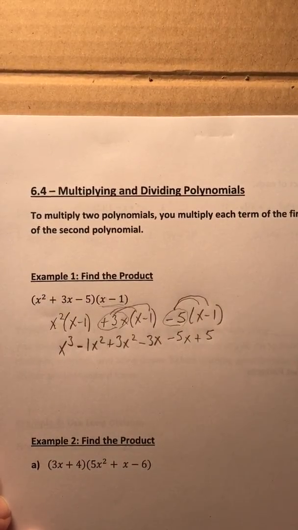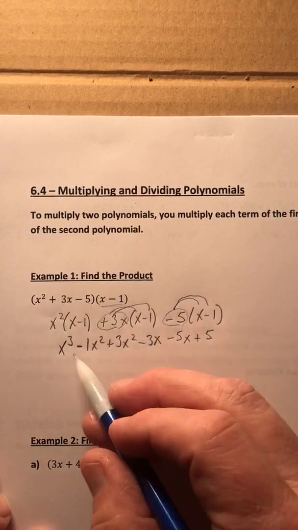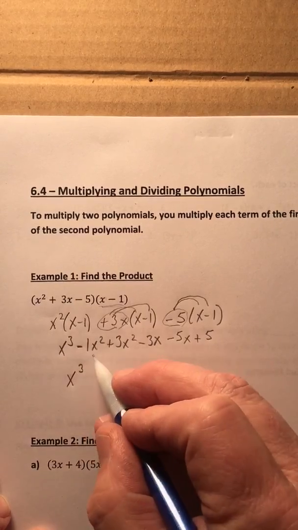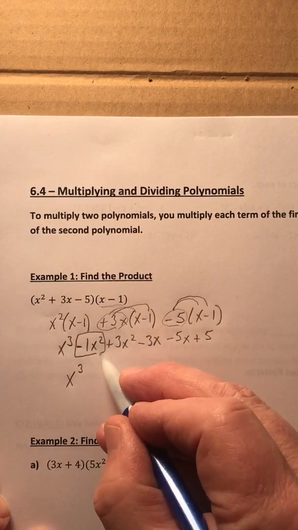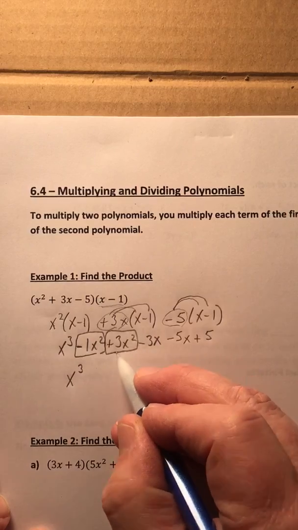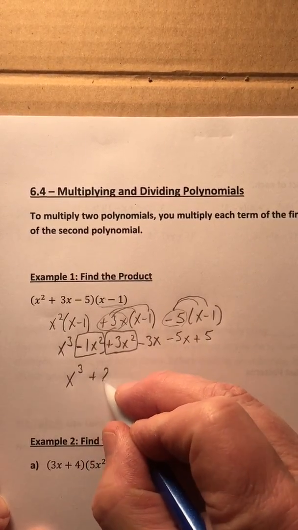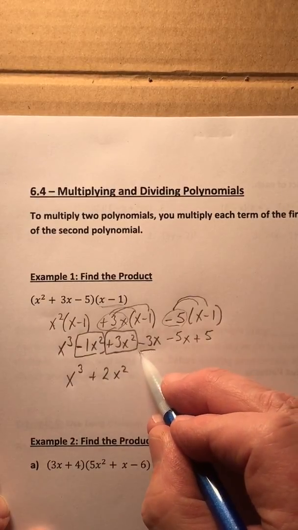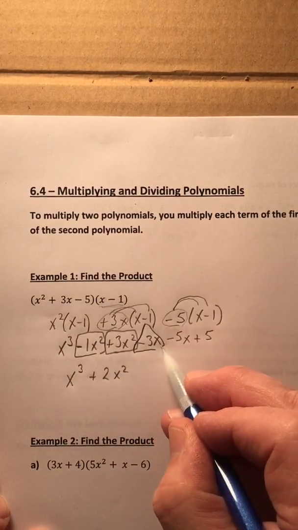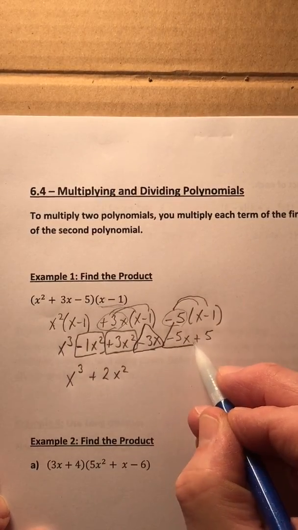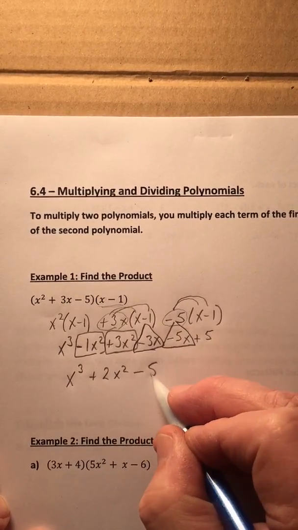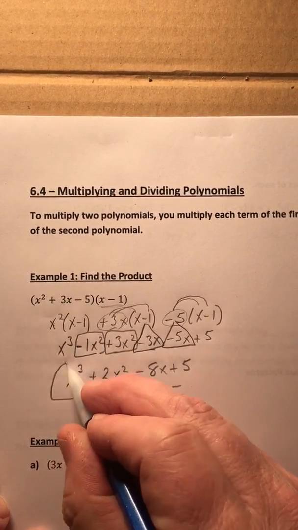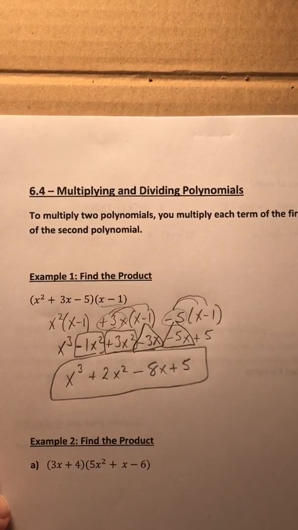Once I do that, now all I have to do is collect my like terms. I don't have any other x cubed, or x to the third, so I bring it down. I have a negative 1x squared and a positive 3x squared, which gives me a positive 2x squared. Then I have a negative 3x and a negative 5x, which gives me a negative 8x. And then I bring down my plus 5. And that's what you do to multiply two polynomials together.